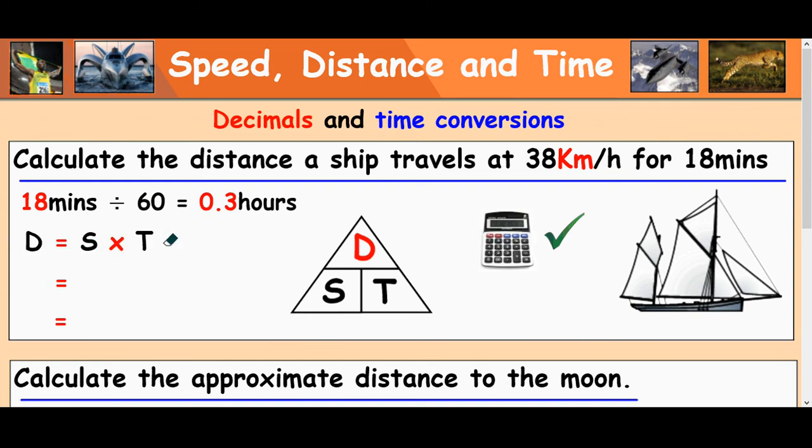Go with your formula. Distance is speed times time. I've got my speed of 38. I know my time's now 0.3 instead of 18, which is a common error. Use your calculator. There's your distance, 11.4 kilometers.